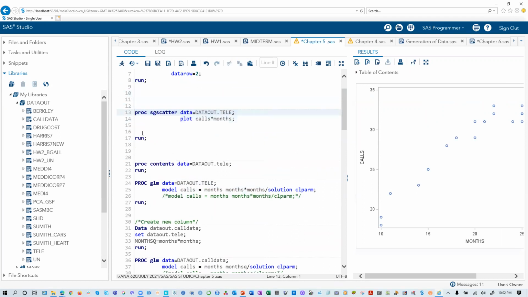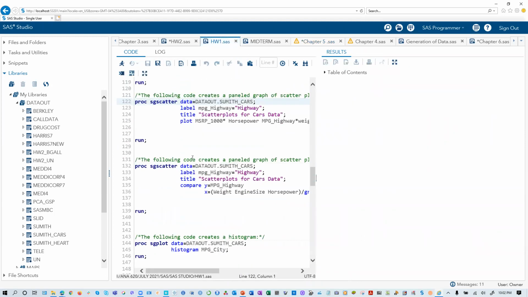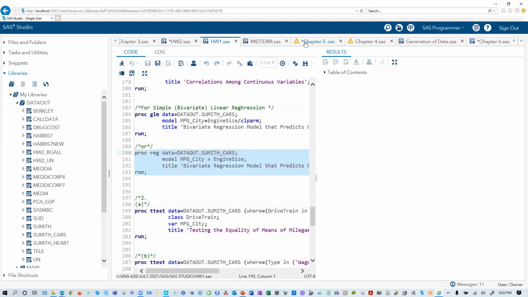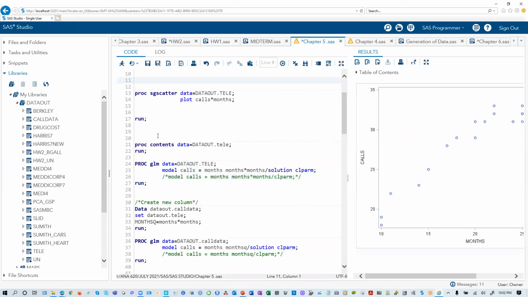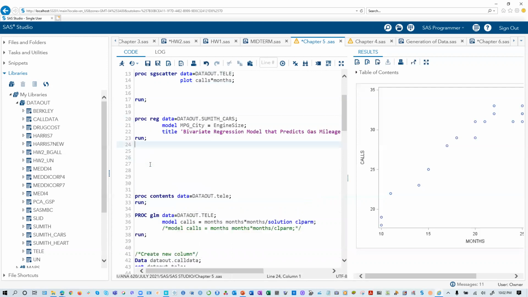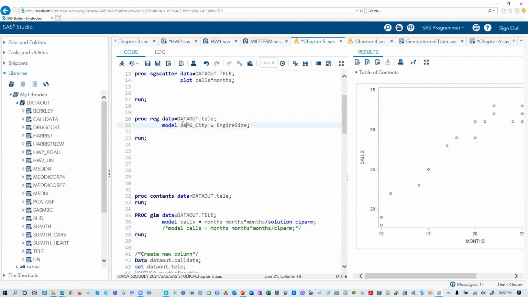Copy this one. Reg, reg model. So we have data, then this one. Before that, a scatter plot, and then let's run. Need the title. And we get the calls. This model would be calls, and the X would be months of experience, so months, how many months being on the job.